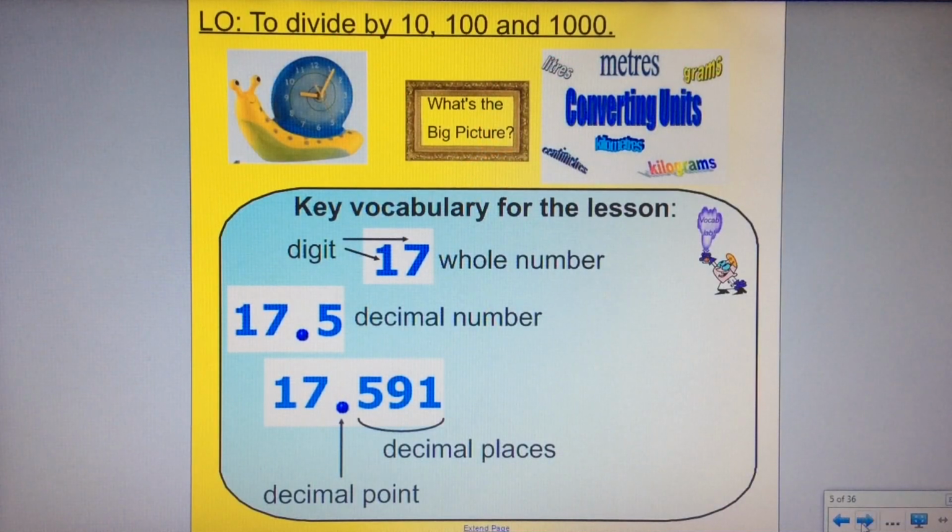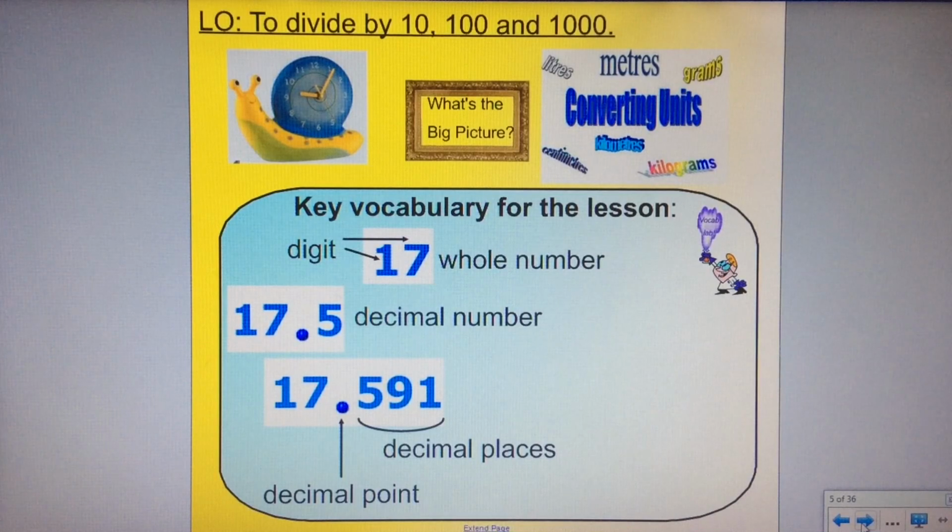Okay, so this lesson builds on what we learnt yesterday when we were multiplying by 10, 100 and 1,000. Today we're looking at dividing by 10, 100 and 1,000. So if you think back to yesterday, when we use place value as a method to do this, it can save us a lot of time, and it's really useful for when we are converting units of measurement, for example, converting between centimetres and metres, or grams and kilograms. So it's a really useful practical skill and it can save us lots of time.